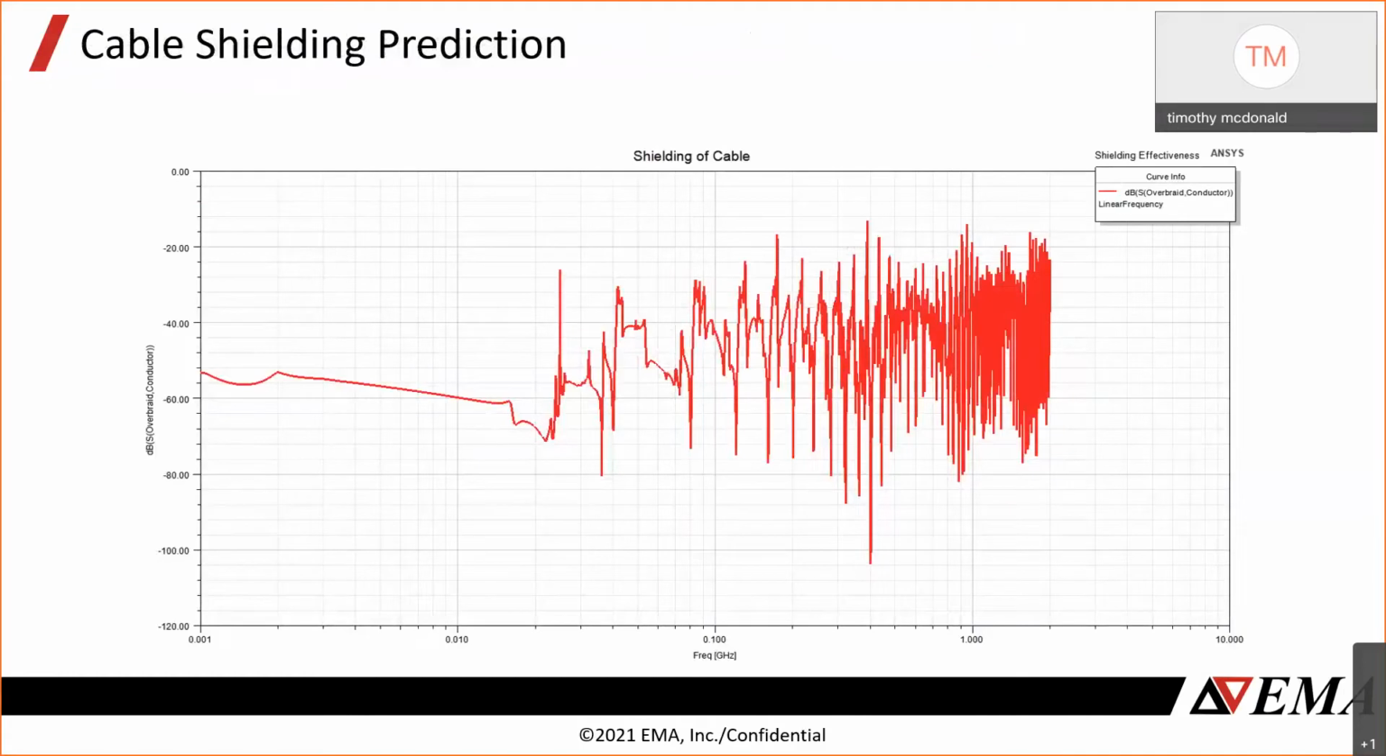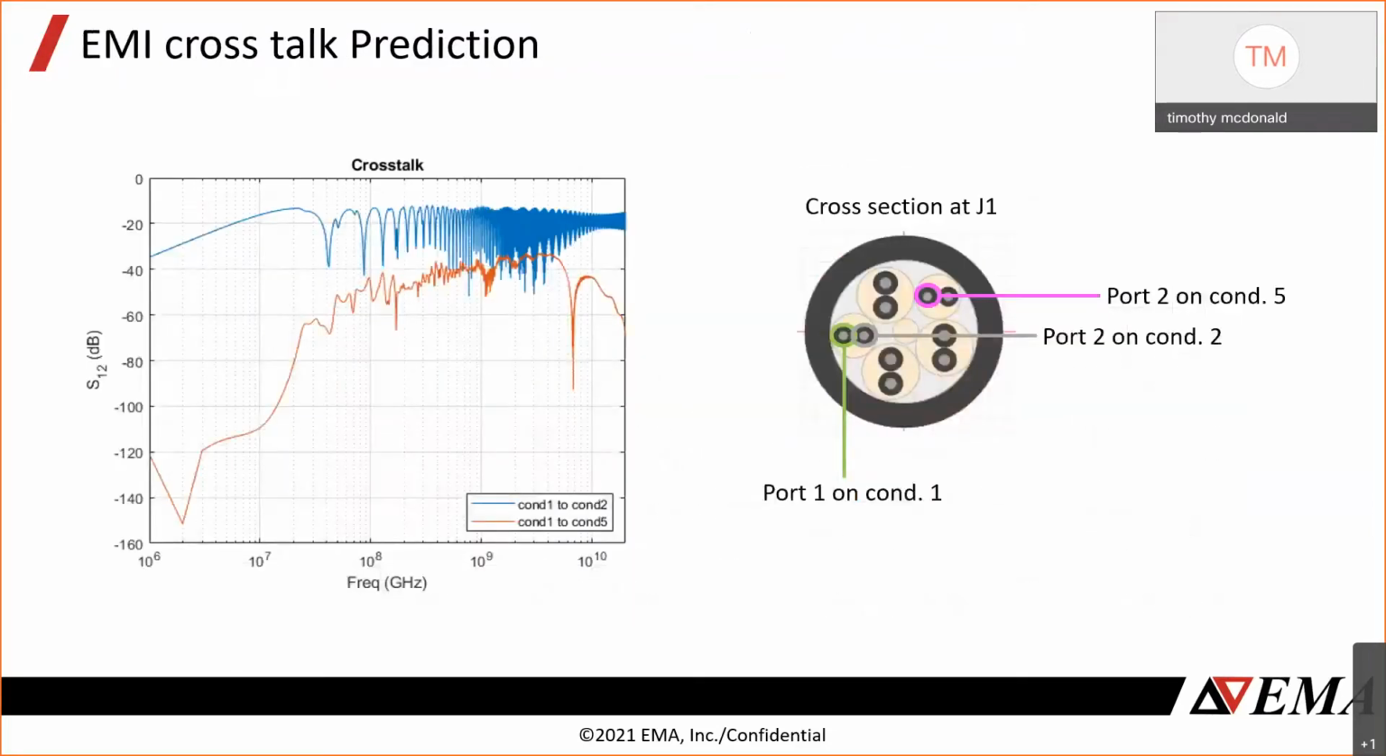So we can then take a look by processing those S parameters in Electronics Desktop. We can extract the cable shielding. So in this case, looking at this S parameter, we're able to see the dB shielding that we're getting from having that shield. So this is the S parameter from the shield to its interconductor. We can also do crosstalk. So let's take a look.